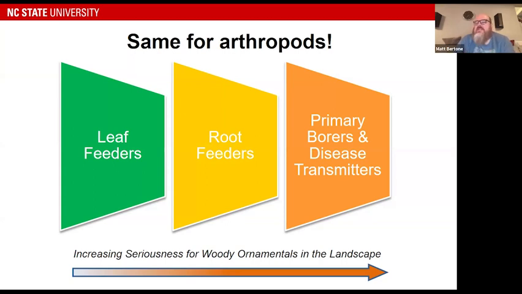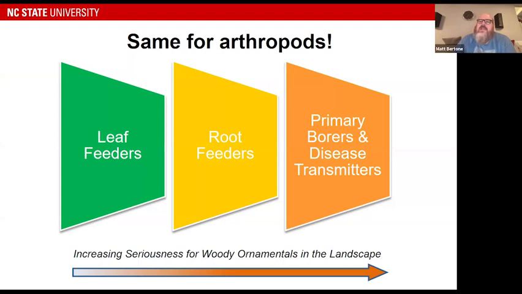But then we look at other insects and arthropods like root feeders. There are a lot of insects that feed on roots. They don't always become an issue, but every once in a while there are higher populations. They may hurt turf or other plants. And then, similar to the vascular wilts and some other diseases, we would talk about primary borers and disease transmitters, which I would think are the most important arthropods, especially like peachtree borer and great squash vine borer.